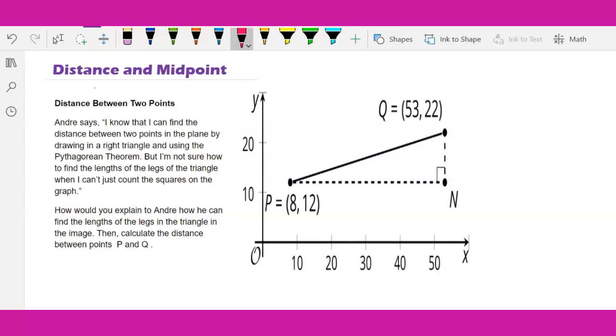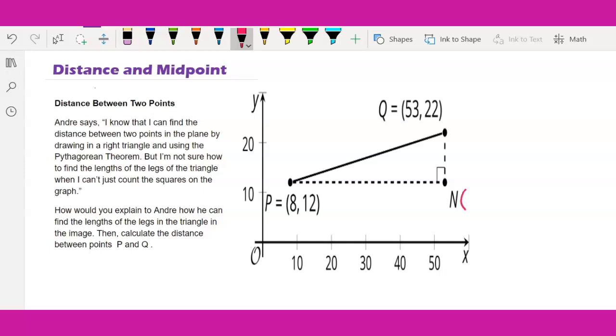The main focus of this lesson is finding the distance between 2 points as well as finding the midpoints. Let's help Andre. First of all, Andre is on the right track, drawing a right triangle in order to find the distance between point P and Q, which is the length of line segment PQ. Analyzing Andre's drawing, we can actually determine the coordinates of N.